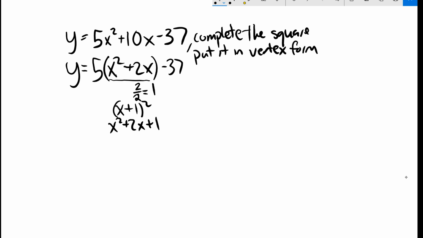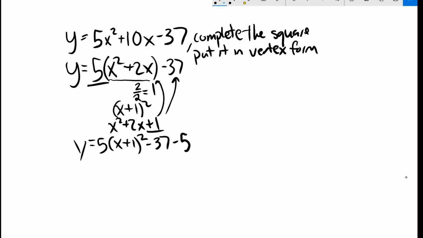So I need to account for this plus 1 by jamming it into the parentheses so that I can complete my square, and it's going to change this number. If I rewrite this, I get y equals 5 times x plus 1 squared. And I have this 1 that's multiplied by a 5 here. So really, I added a 5 in this parentheses. So I'm going to need to subtract a 5 on the outside of the parentheses to make up for the 5 that is inside the parentheses, the 1 that's multiplied by the coefficient. And so I get that it's y equals 5 times x plus 1 squared minus 42.